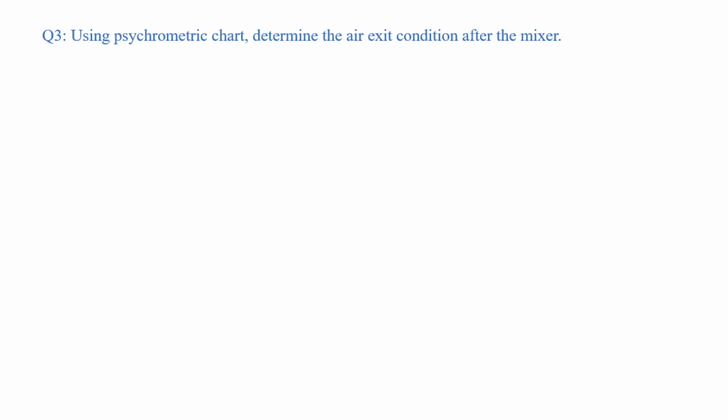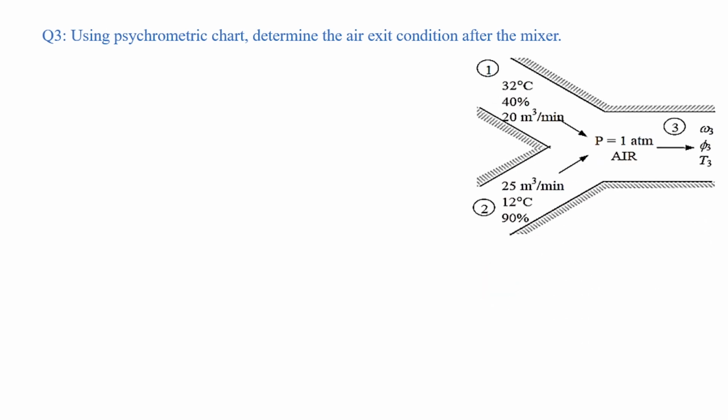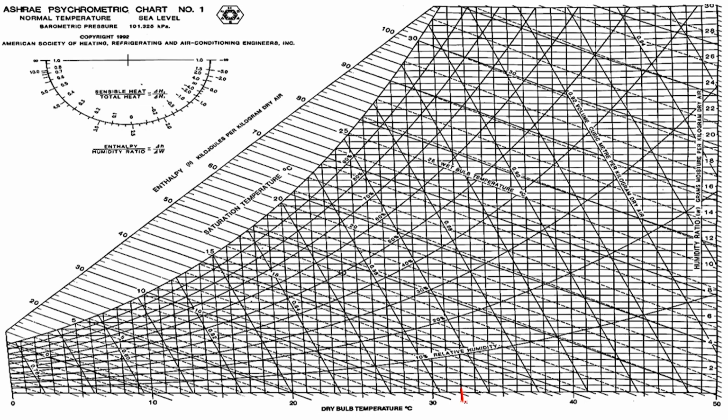So question number 3, we have a Y-shaped mixer to mix two streams of air. We have to determine the properties of the air at the outlet of the mixer. So we use the psychrometric chart to do the mixing. So point number 1, we have dry bulb is 32 degrees Celsius and relative humidity is 40%. So this is the dry bulb 32 degree crossing with 40% relative humidity. So we can extract the data directly for omega and H.